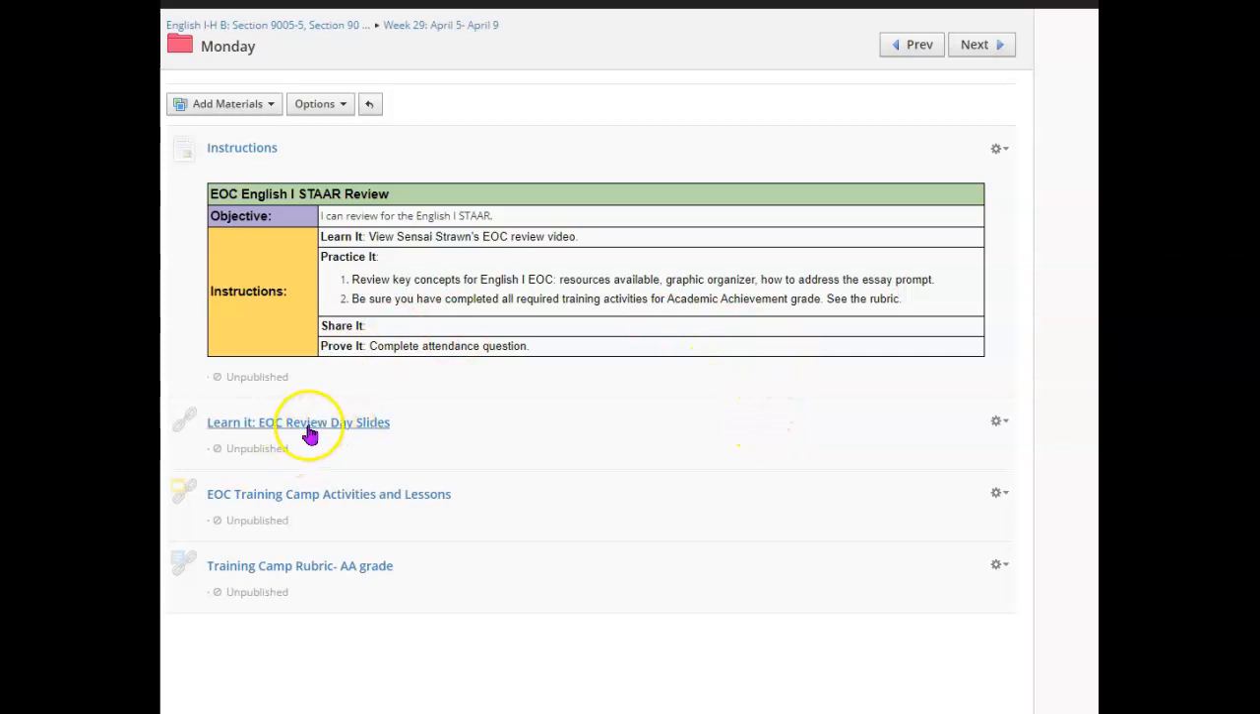So what I have attached here into Schoology are the slides that I'll be referring to today, the Learn It slides, the past slides of all the training camp activities and lessons, and then the training camp rubric. So you can refer back to this rubric and make sure that you've completed all of those lessons so that you get like over a 100 for the grade.